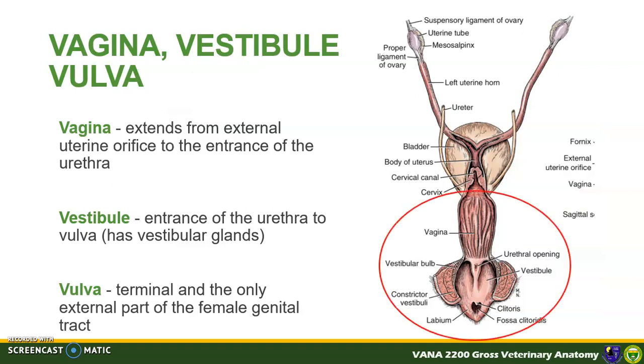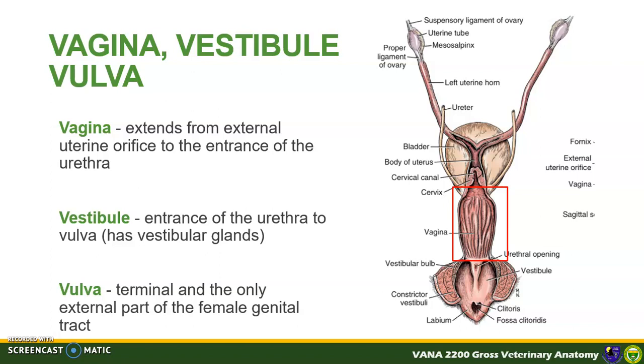The vagina, vestibule, and the vulva are the structures at the distal end of the female reproductive tract after the cervix. Here is the extent of the vagina. It extends from the external uterine orifice of the cervix to the entrance of the urethra. With the vestibule and the vulva, the vagina is considered as the female's copulatory organ and the birth canal. Hymen is poorly developed in dogs and represented by a vestigial mucosal fold at the junction of the vagina and the vestibule.